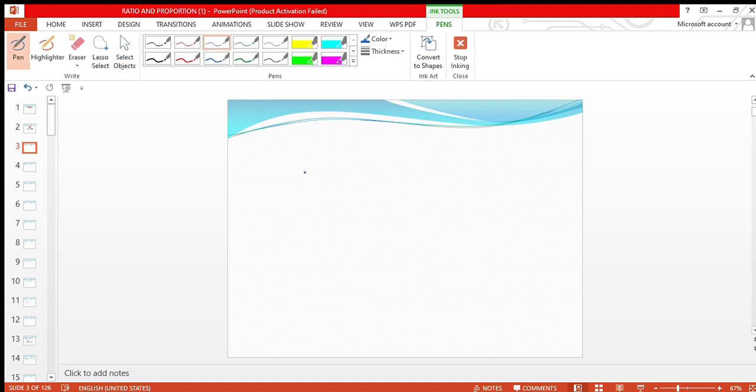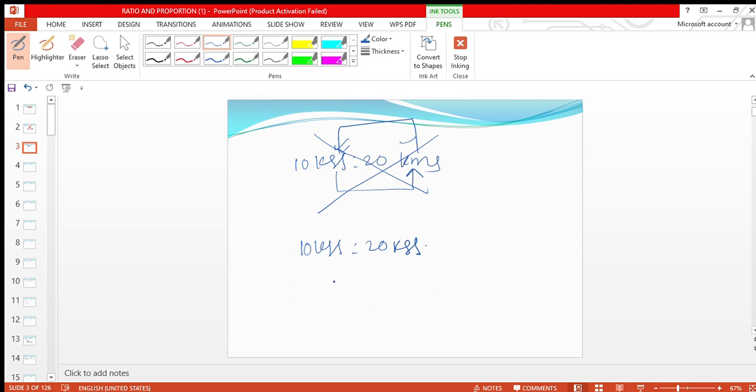See, 10 kgs, 20 kilometers. Is it a ratio? Say yes or no? No. Why? Because the units are different. Is there any conversion from kgs to kilometers or kilometers to kgs? There is no conversion, right? So units should be the same. So here 10 kgs, 20 kgs. Is it a ratio? Yes, right? Here the units are the same.